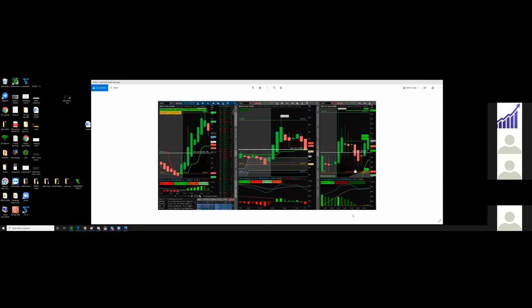And if you notice, on everything that we're trading, the weekly MACD has stayed positive on everything. So it continues to bring everything back up.